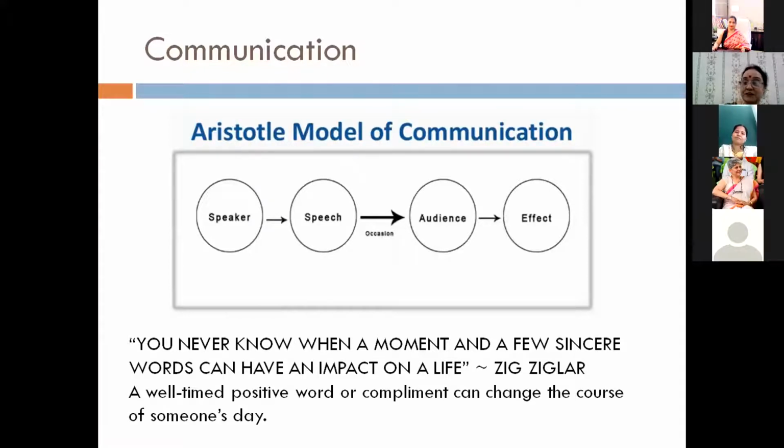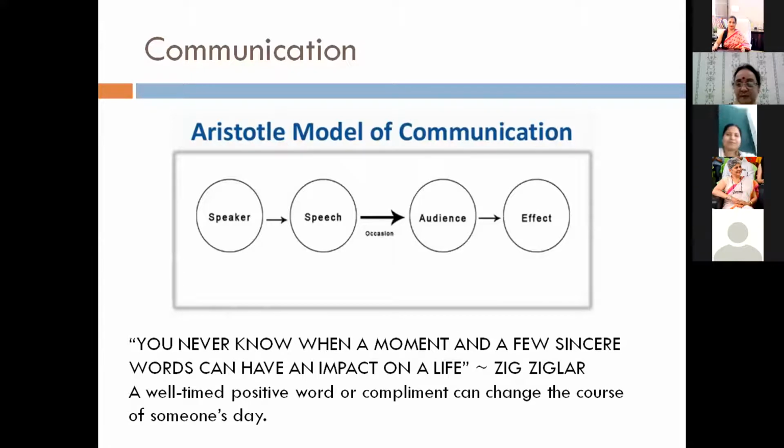So a well-timed positive word or a compliment can change the course of someone's day. And make sure that your teachers, as principals, I would always love to say this, that if you've scolded somebody, if you're annoyed with somebody during the daytime, just make sure that before they go home, you have a word with them, so that they do not go with that heavy heart for days together. So that is very important, that we have this kind of a communication link that doesn't snap anywhere.